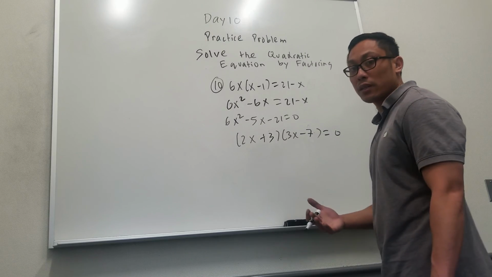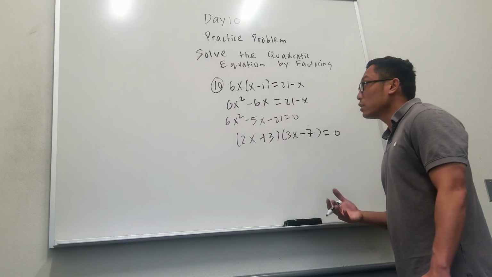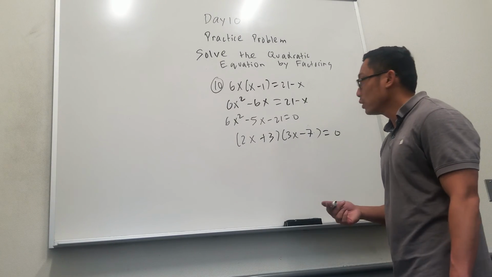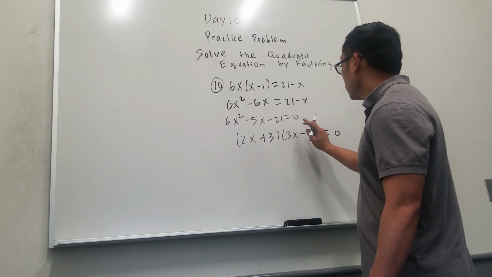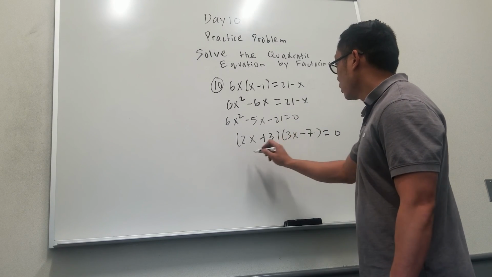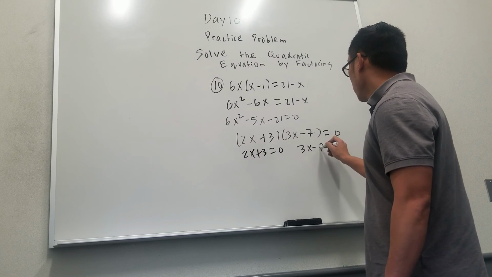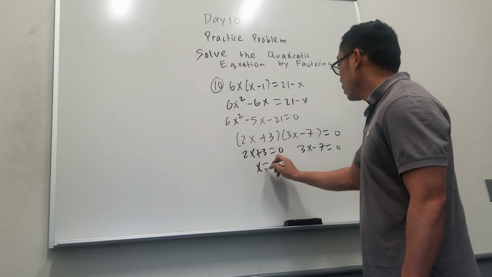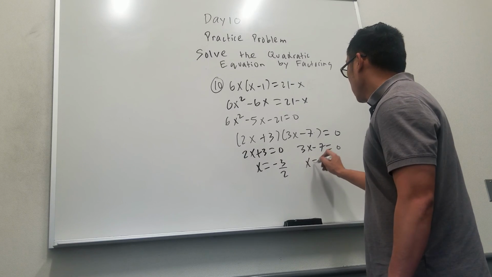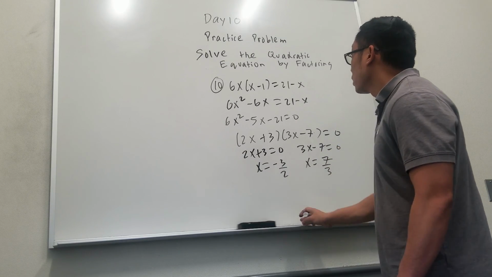And if you don't know how to factor too well, the key is factoring. Let's go to day 2. I talked about factoring and just playing around with it. Practice, practice. That's it. So set this equal to 0. Set this equal to 0. Yep, x is equal to negative 3 over 2. x is equal to 7 over 3. That's it. Okay?